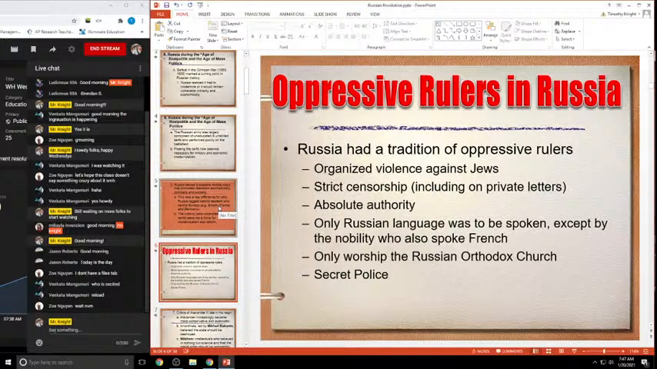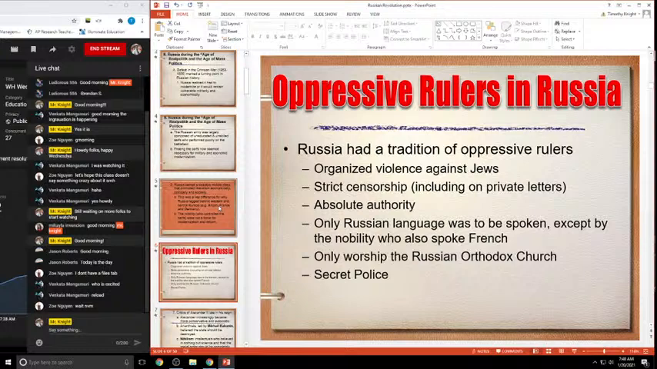Let's start on slide 6, talking about oppressive rulers in Russia. We talked about Nicholas II, the last Tsar of Russia, who is considered an authoritarian, autocratic ruler. Russia really had a long tradition of rulers like this, including Nicholas I, going back in the 1800s. Alexander the Third, I think, was also pretty oppressive. And so Nicholas II was yet another Tsar in a long line of Tsars who had been really oppressive.